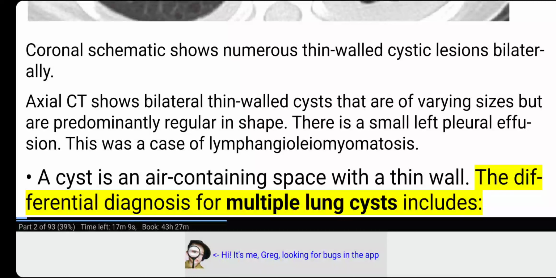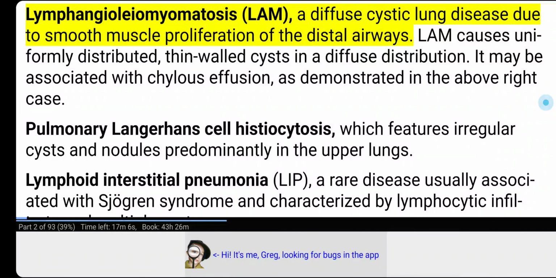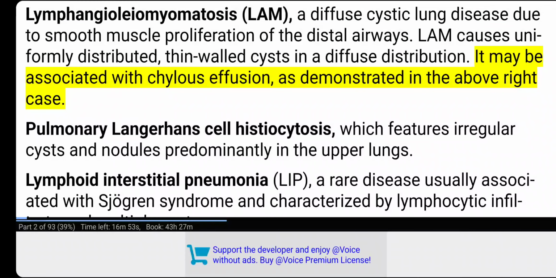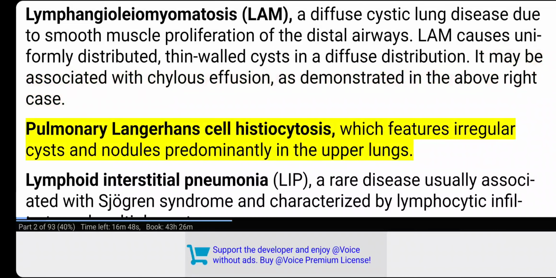The differential diagnosis for multiple lung cysts includes lymphangioleiomyomatosis, LAM, a diffuse cystic lung disease due to smooth muscle proliferation of the distal airways. LAM causes uniformly distributed, thin-walled cysts in a diffuse distribution. It may be associated with chylous effusion, as demonstrated in the above right case. Pulmonary Langerhans cell histiocytosis, which features irregular cysts and nodules predominantly in the upper lungs.